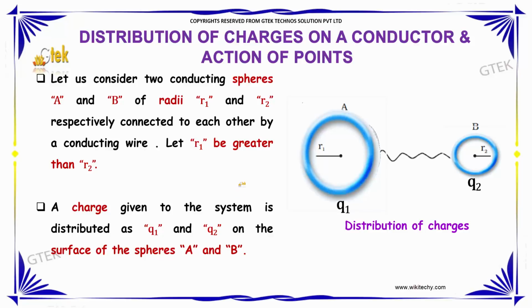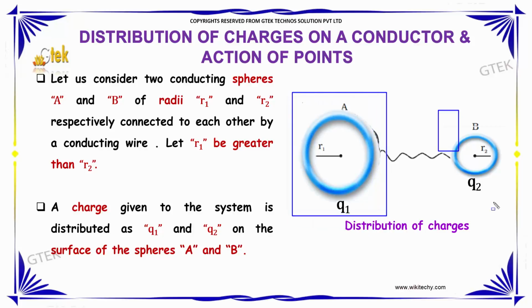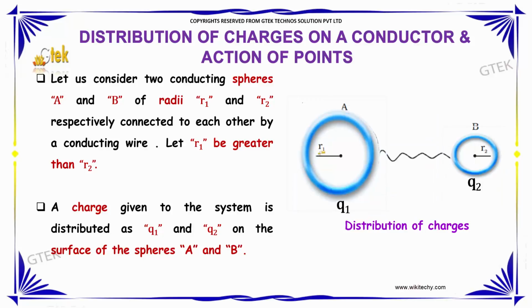Let's now discuss the distribution of charges on a conductor and the action of points. For this, let's consider two conducting spheres A and B, having radii R1 and R2, which have been connected to each other by a conducting wire. Let R1 be greater than R2.